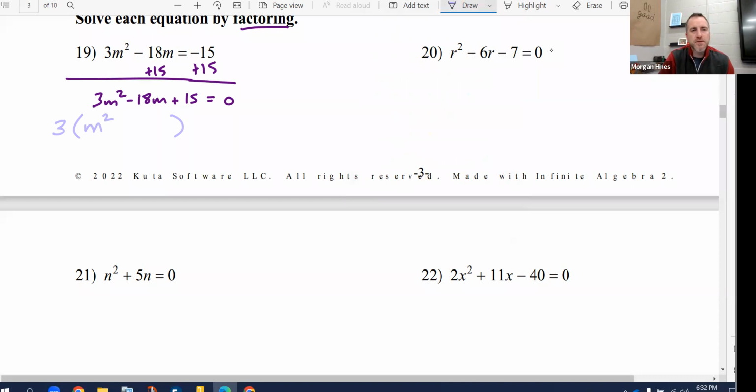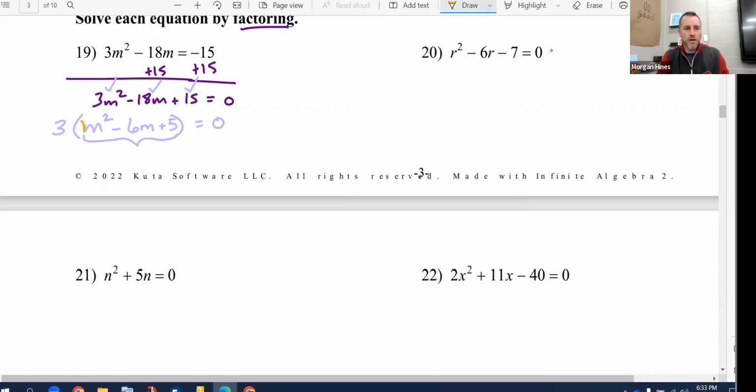So 3 times m squared gets us the 3m squared. What do we multiply 3 by to get negative 18m? 3 times negative 6 is negative 18, but we still need the m. And then 3 times what is 15? It's 3 times 5. Loving it. So now we are going to, for all intents and purposes, ignore that 3 and just factor this thing in the middle. How do we do that?